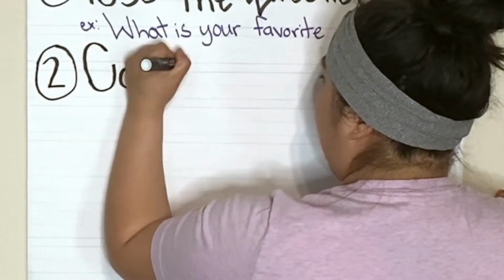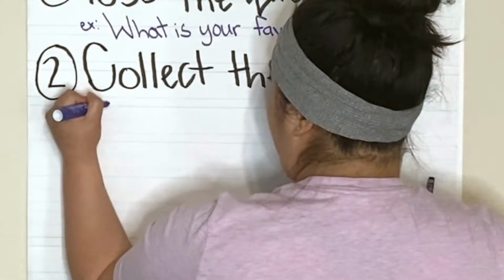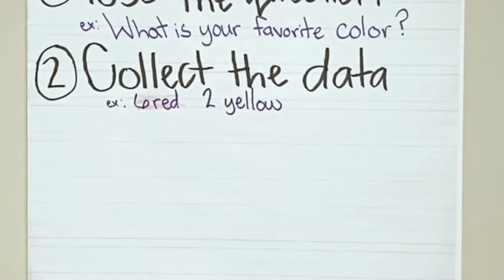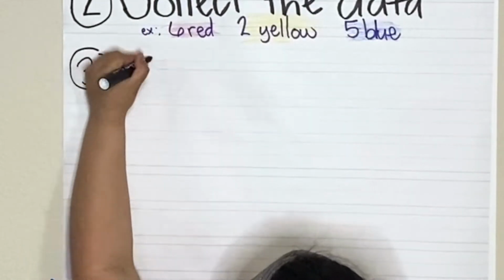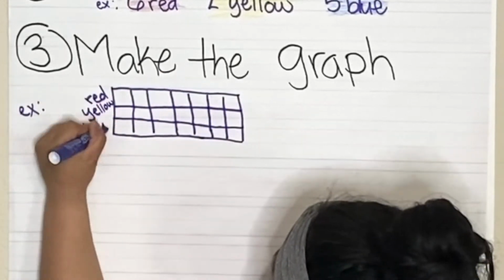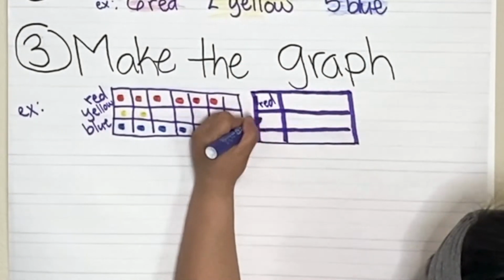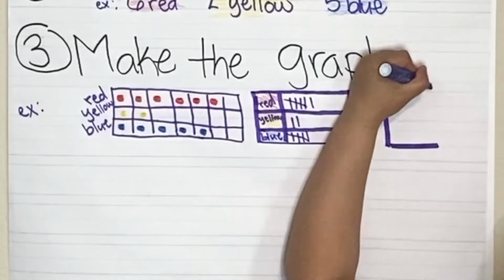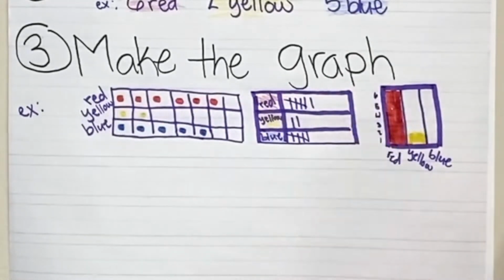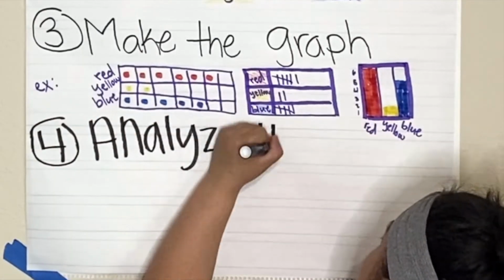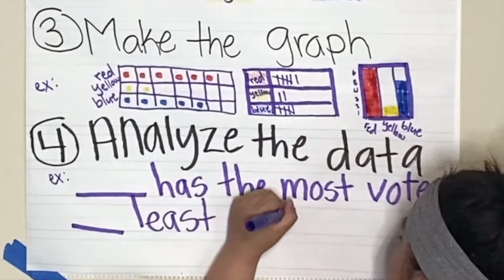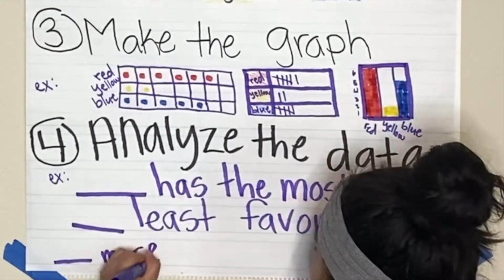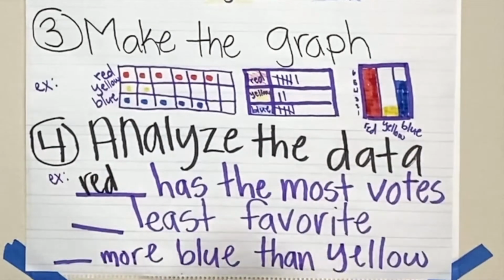Then we will collect data, or we will ask people what their favorite is or something that they like or dislike, and see how many of each kind. Then after that, we want to make our graph, and today we're making bar graphs, so I'm going to teach you how to make a bar graph. Then after that, you are going to analyze the data, which means we're going to look at it, ask some questions, and figure out some information based on the data we've collected. Those questions could be like the favorite or least favorite, or how many more than or less than.